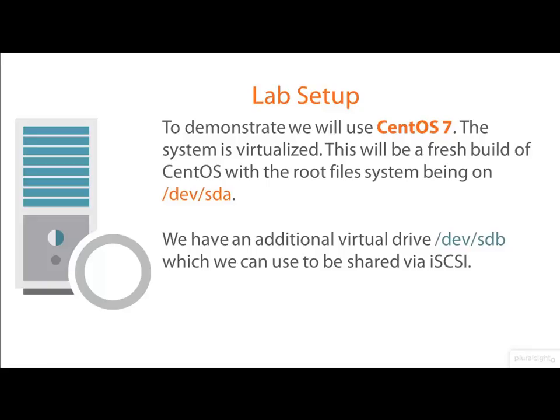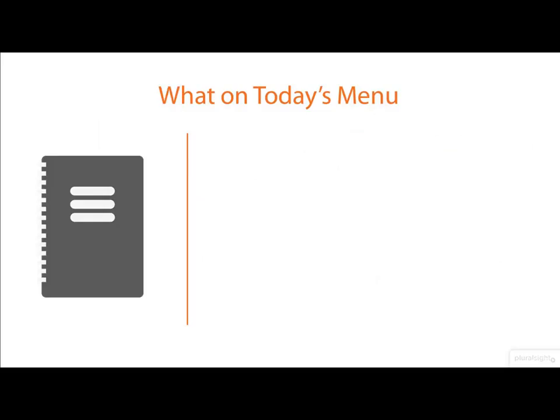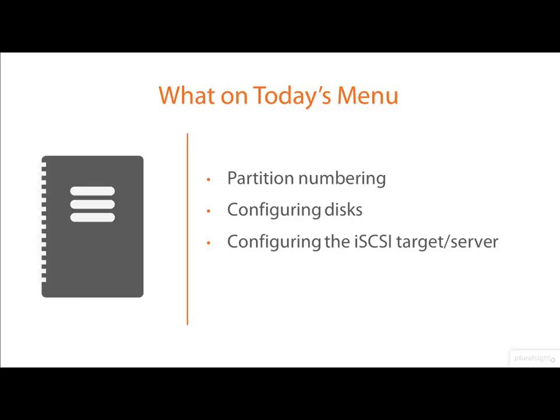But if we want to know the rest of the menu that we're going to look at, let's take a look through the menu. We'll be looking at partition numbering. We'll be looking at how we can configure disk using sdparm and hdparm. We'll be looking at configuring the iSCSI target or the iSCSI server, as well as configuring the iSCSI client or the iSCSI initiator.